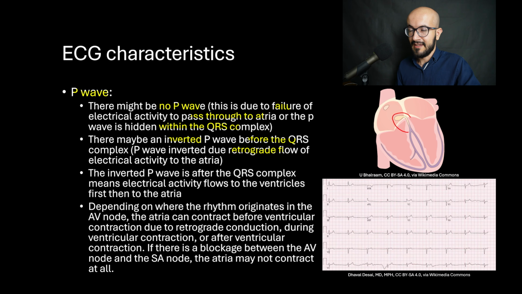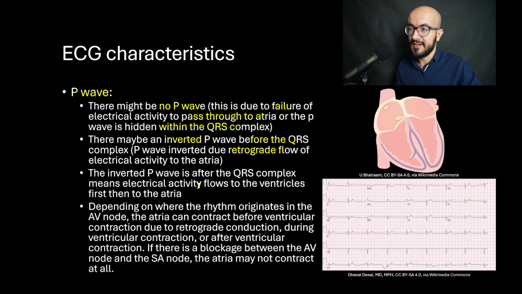So since the electrical activity starts in the AV node or the His bundle, the impulse is traveling retrograde, backwards into the atria. So the P wave will be inverted, and the P wave might come before the QRS complex. So here we have the P wave and then the QRS complex, and this means that the atria will contract before the ventricles. So the impulse will travel to the atria first and then to the ventricles.